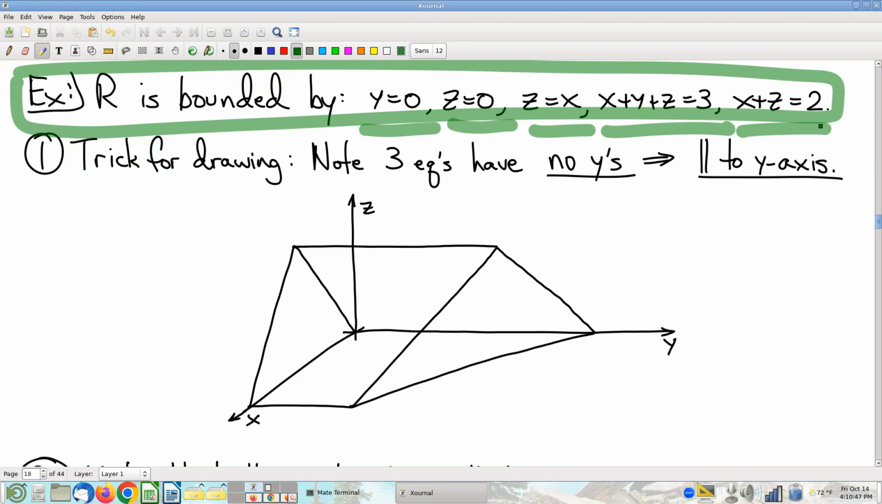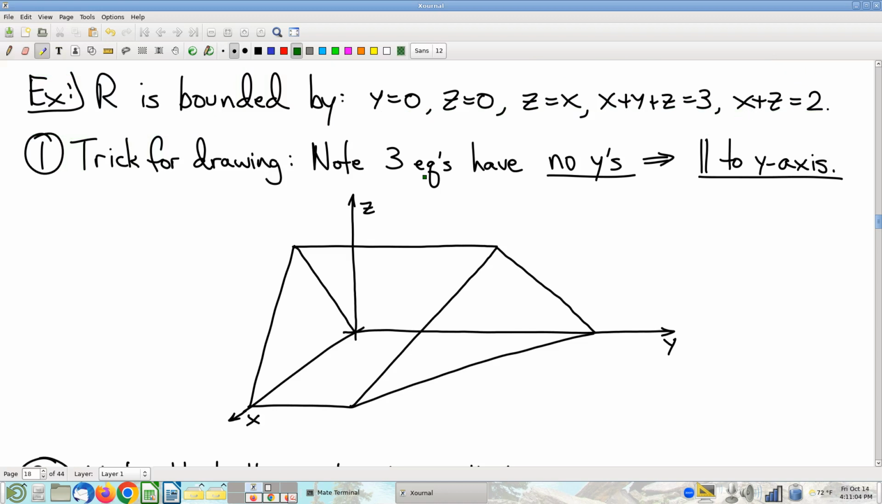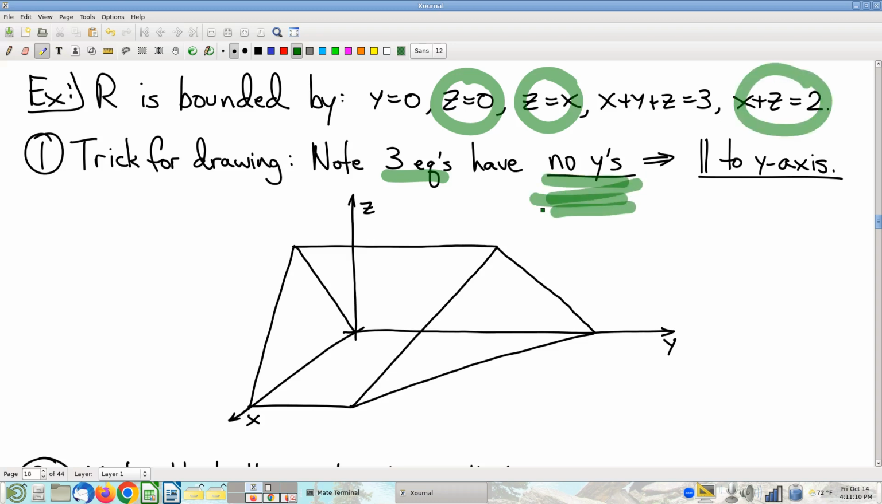There's a very convenient trick here. I hope you'll be very much on the lookout when you see this kind of thing come up, not just on homeworks and my exams, right, but also outside of this class. And there's a little bit of a flashback to chapter 1 here. 3 of these equations don't have any y's in them at all.